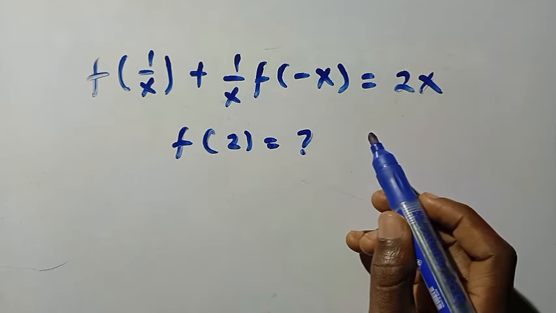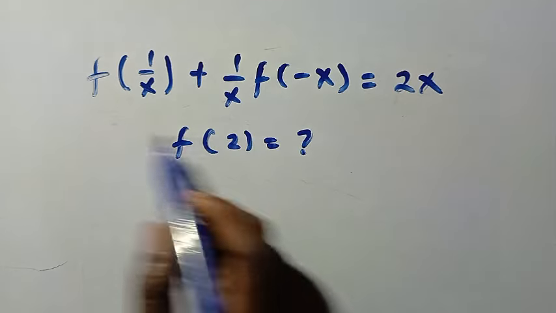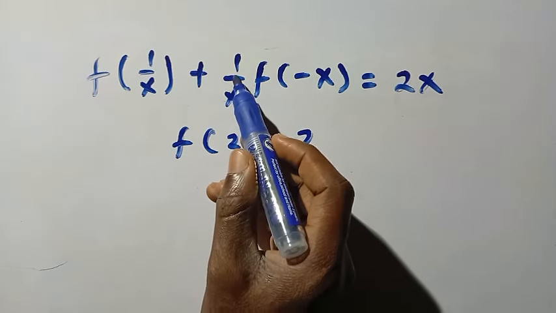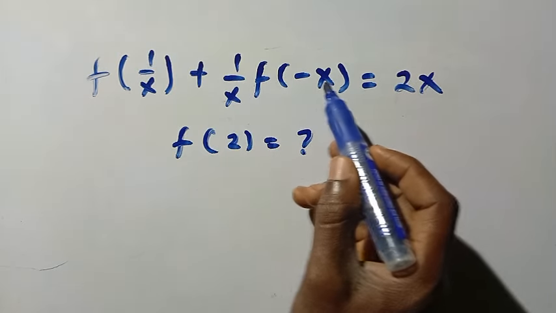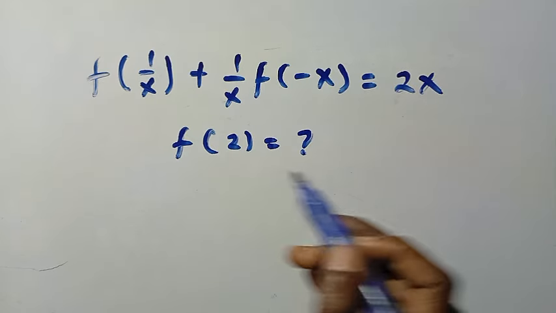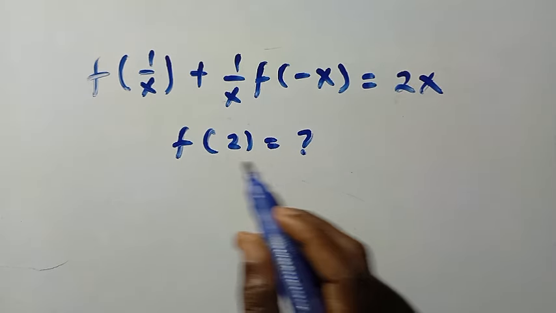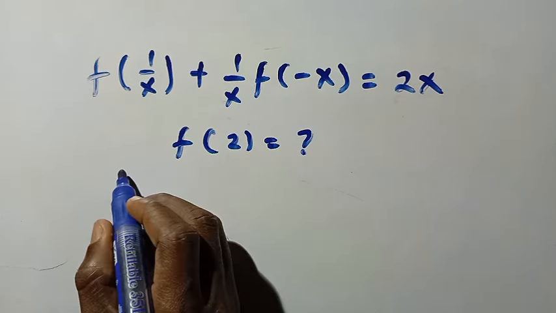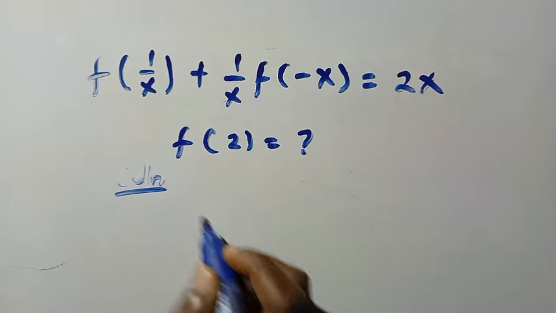How to solve these nice Harvard functional equations: f(1/x) + (1/x) f(-x) = 2x, and what is f(2)? I solved this problem in two different ways. Let's start with method 1.